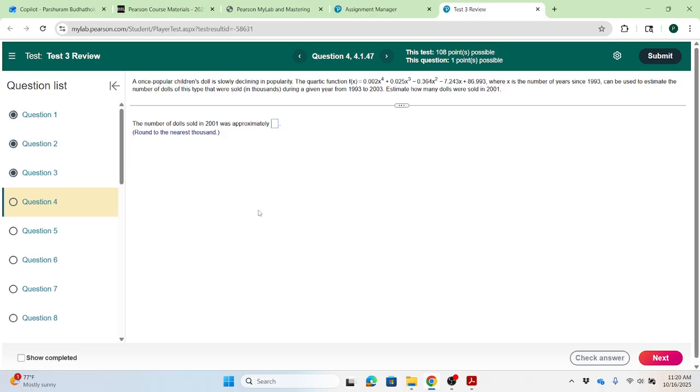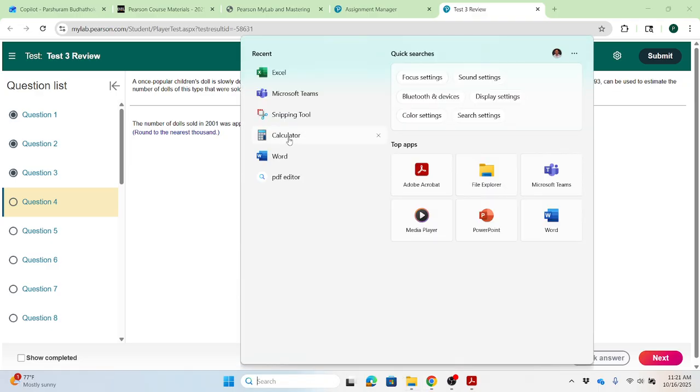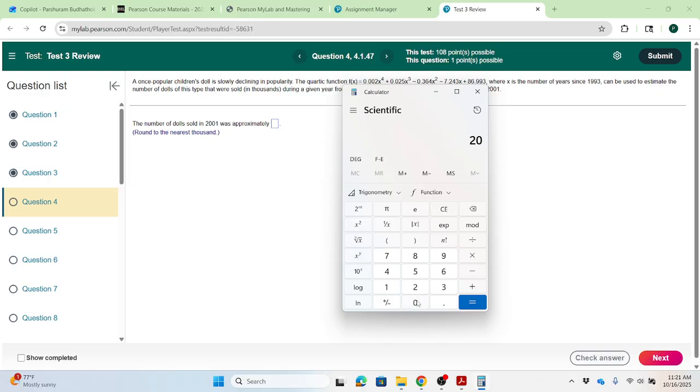One popular children's doll is slowly declining in popularity. The quartic function, this is the function you have been given, where x is the number of years since 1993, can be used to estimate the number of dolls of this type that were sold, in thousands, during a given year from 1993 to 2003. Estimate how many dolls were sold in 2001. So the starting point is 1993. From 1993 to 2001, the difference is the number of years.